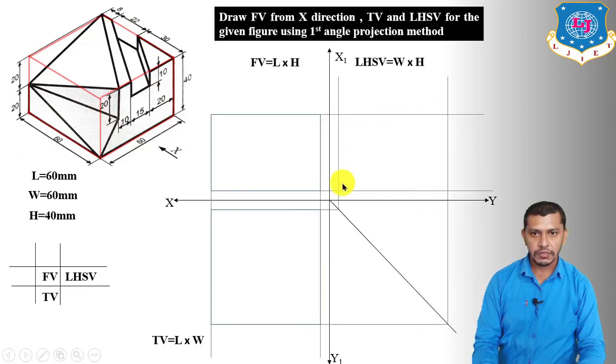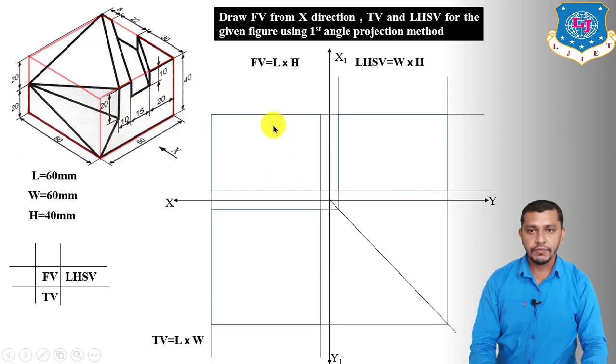Draw the outlines of the left hand side view by drawing a box like this. This will be the width of the left hand side view and this will be the height of the left hand side view. So, width and height. It will be a rectangle having a width of 60 mm and height of 40 mm.